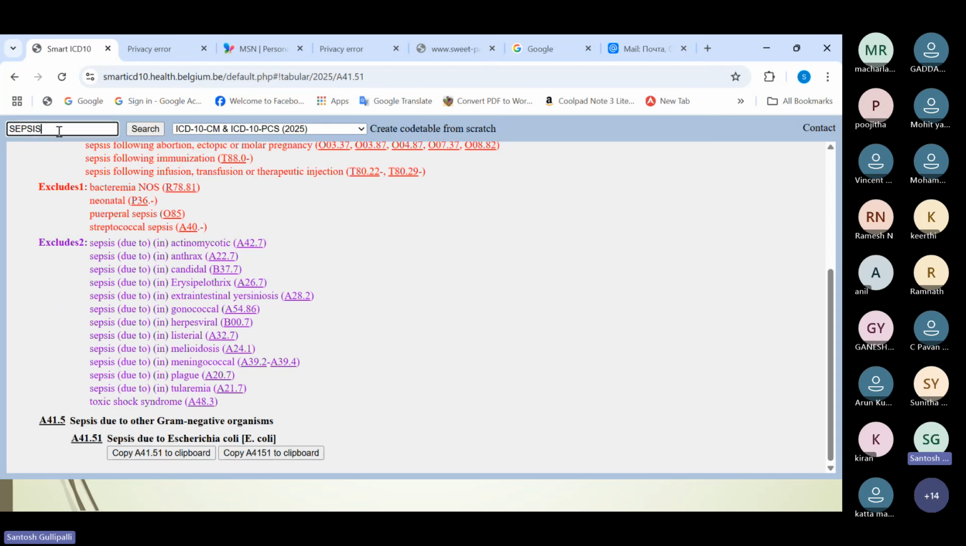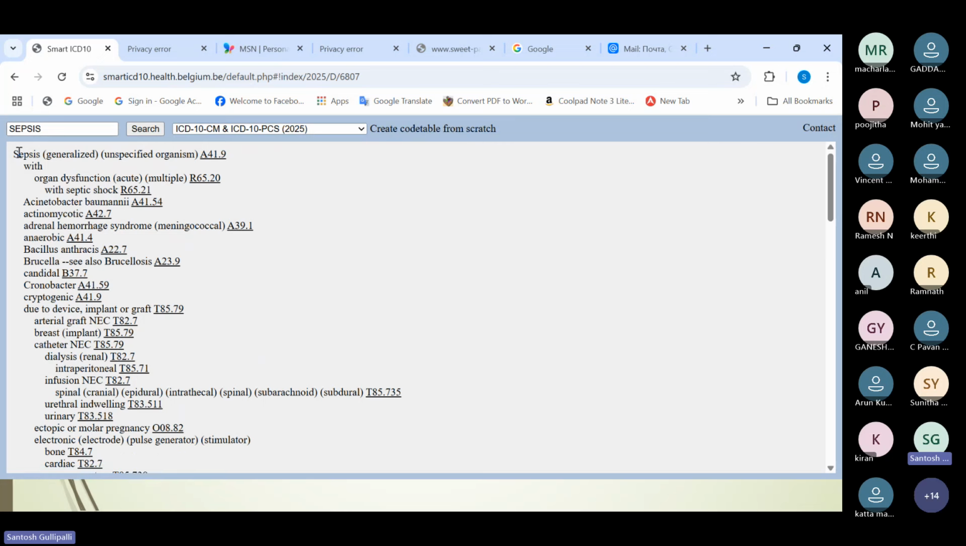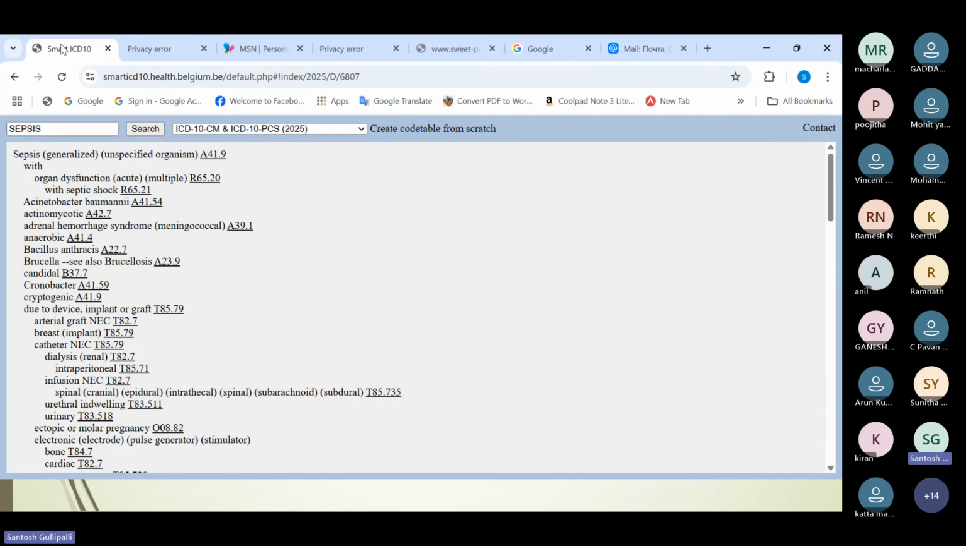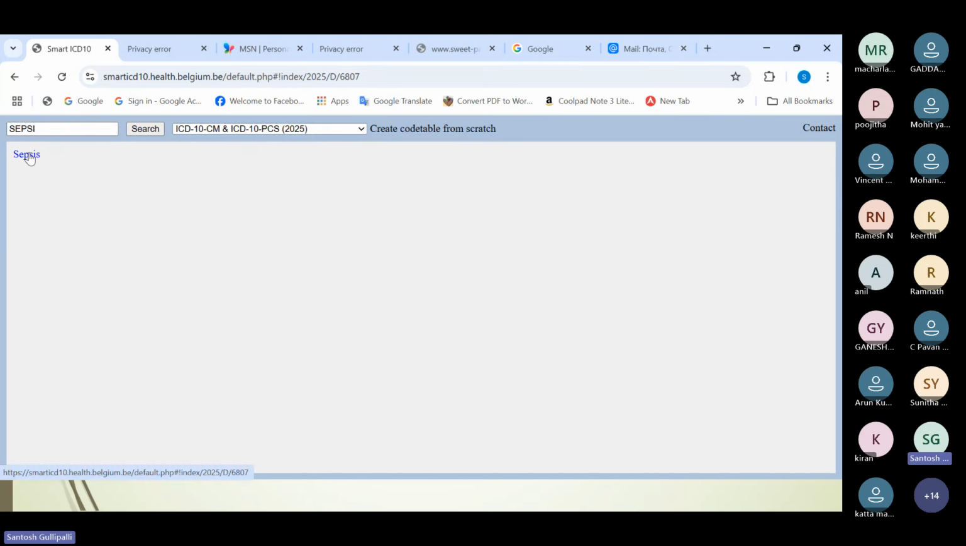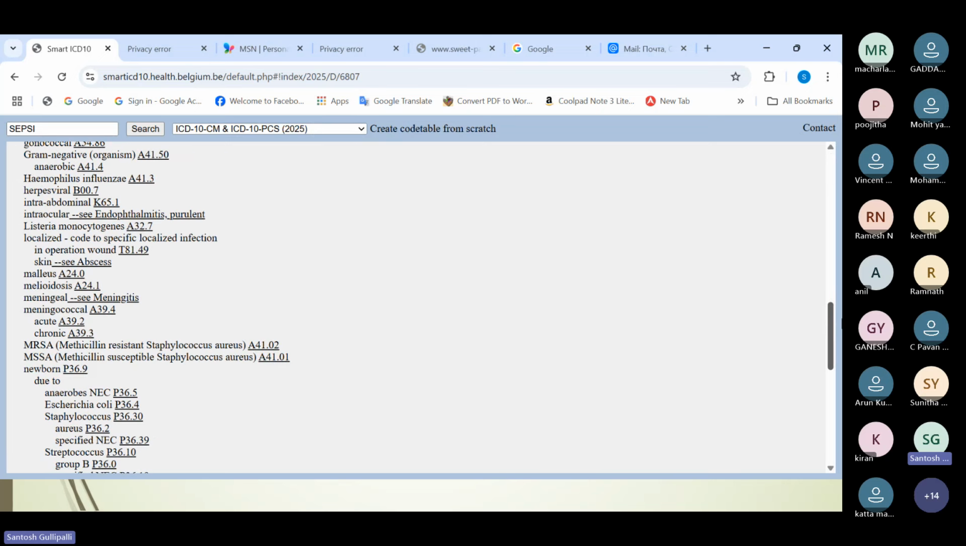For example, MRSA sepsis. The physician documented MRSA sepsis. What is the full form of MRSA? Methicillin resistant staphylococcus aureus. For example, in sepsis, go to MRSA. In sepsis, MRSA, the code is A41.0.